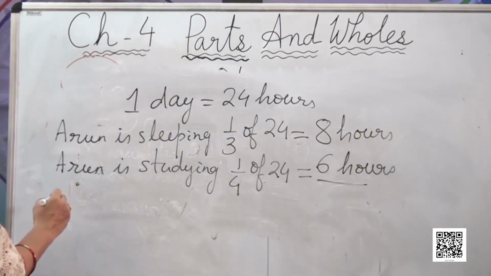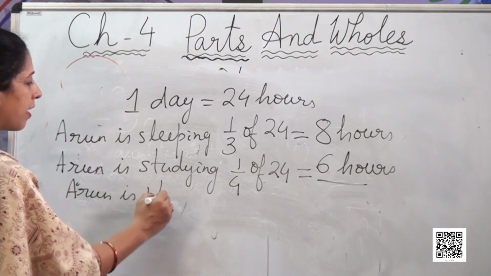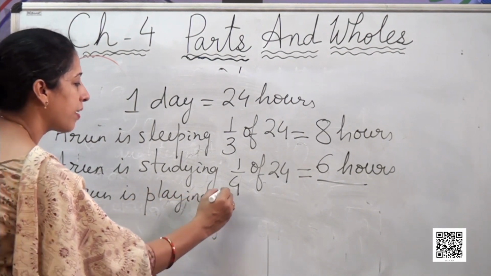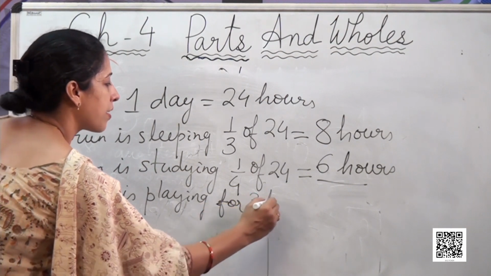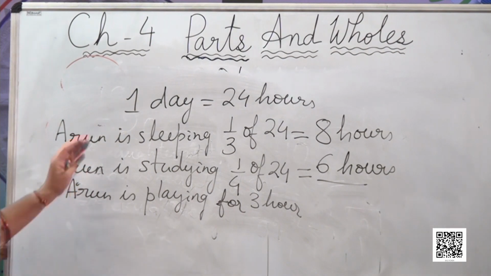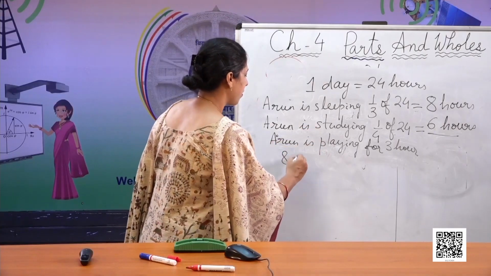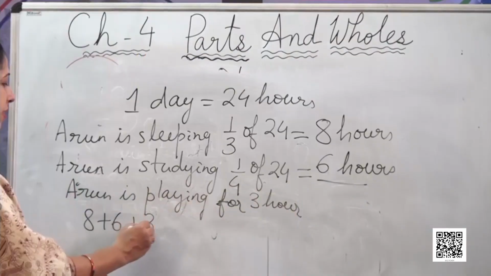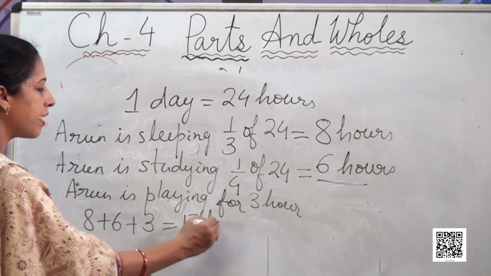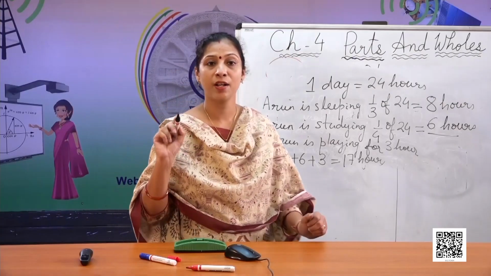Now Arun is playing how many hours? Just now we calculated, playing for 3 hours. So the total number of hours used in sleeping, studying and playing is 8 plus 6 plus 3. That is equal to 17 hours he is using for sleeping, studying and playing.